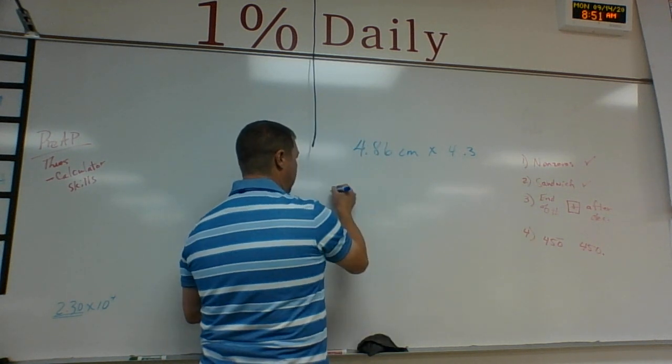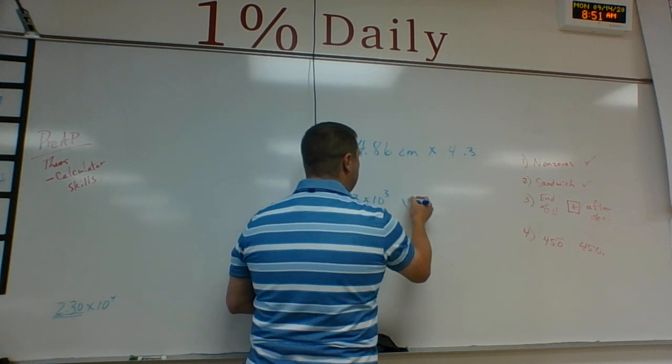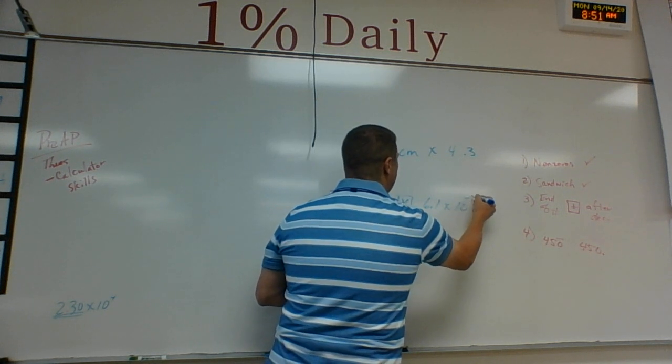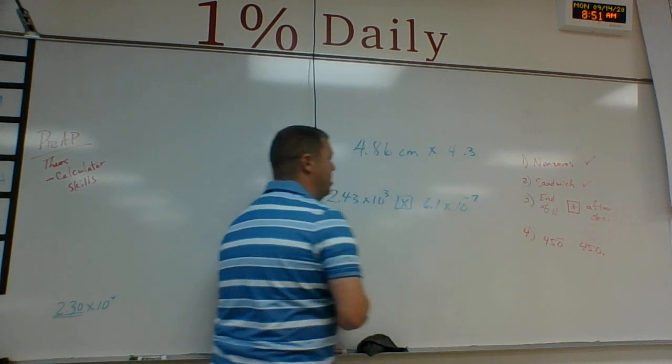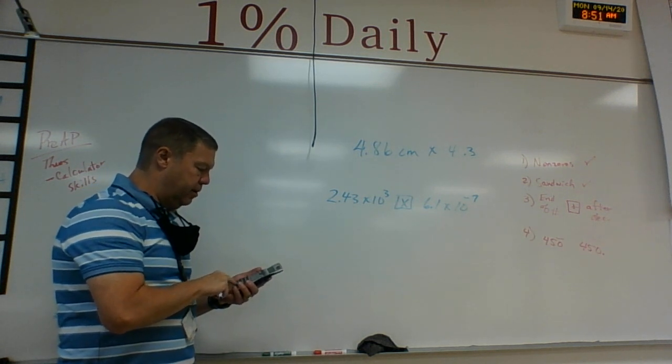Last but not least, last one. What if I had a number like this? 2.43 times 10 to the third times 6.1 times 10 to the negative 7. Put that in your calculator. Let's see what we get. I don't know. I just made it up.